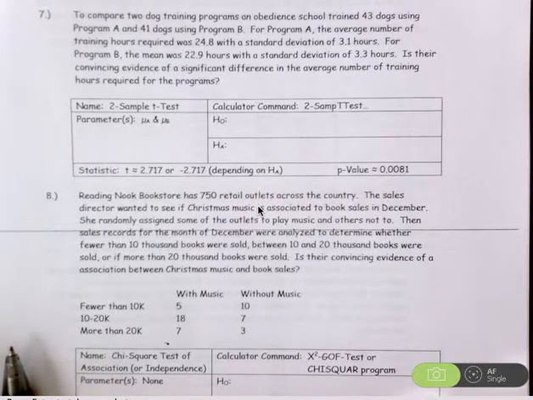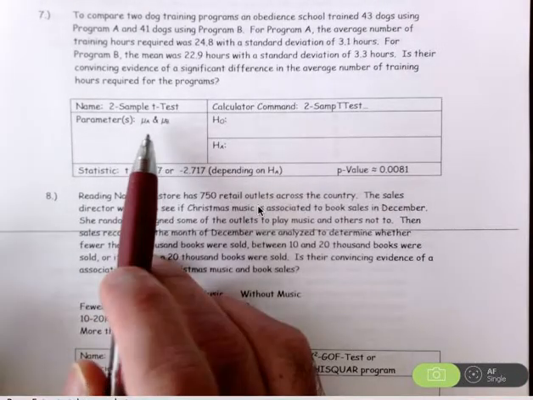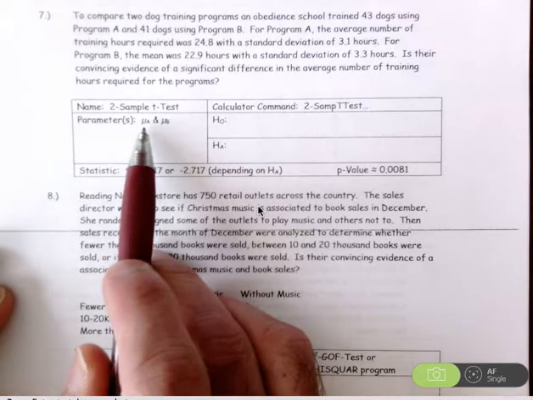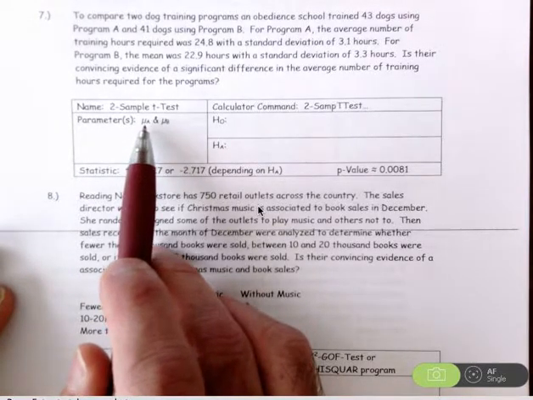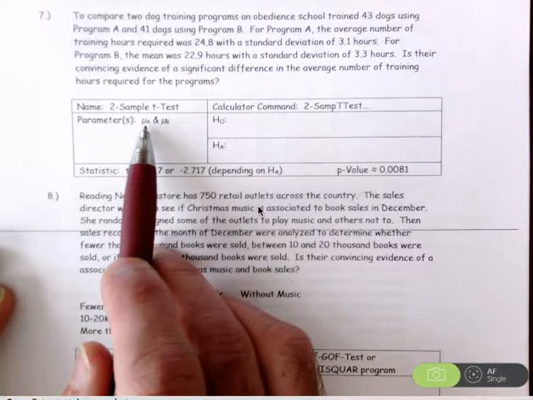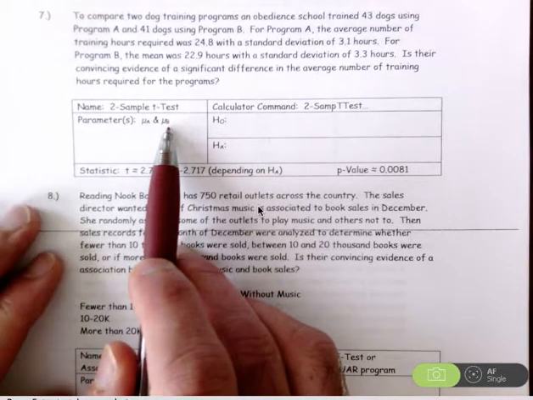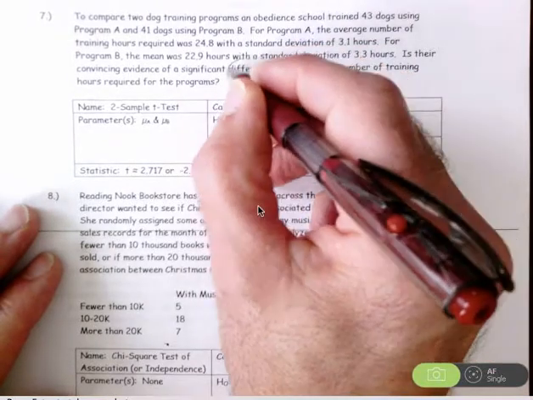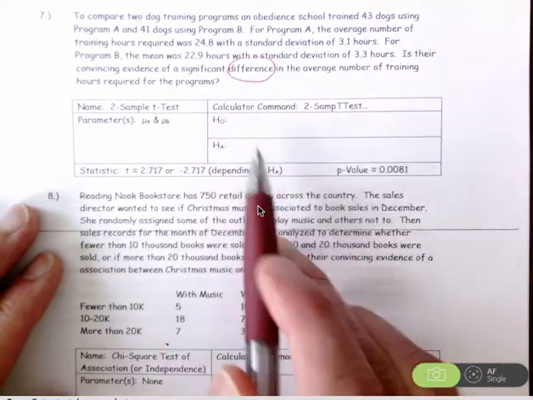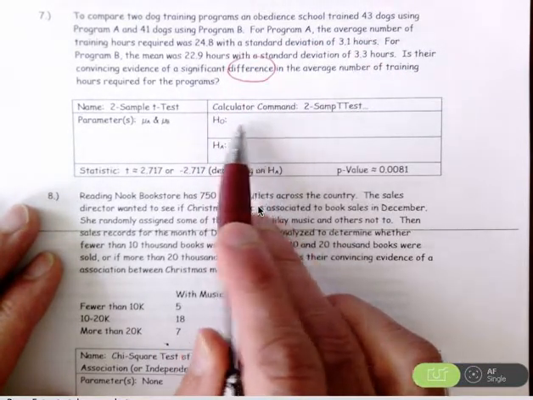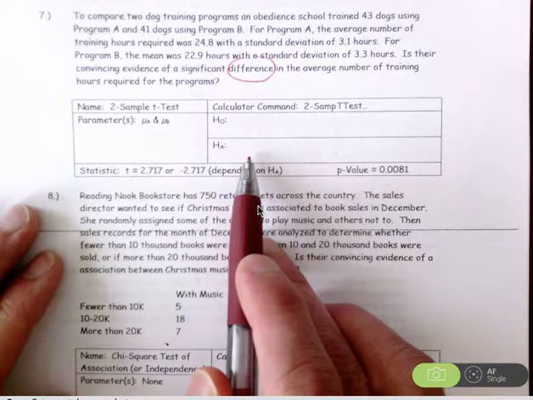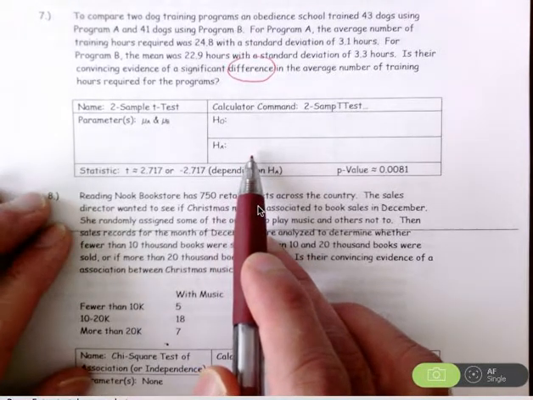Question number 7 is a two-sample t-test. So we're looking at the difference between the mean number of hours required to complete dog training program A versus program B. Because we're looking for evidence of a difference, the order really doesn't matter. The null hypothesis will be that the difference is 0. The alternative will be that the difference is not equal to 0.